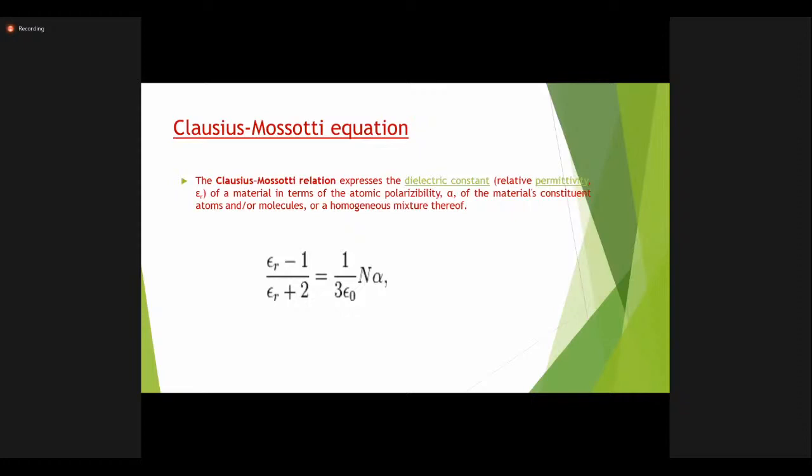N is the total number of atoms to be polarized, or the total number of atoms that are to be created as dipoles. Alpha is the polarizability of the material, divided by 3 epsilon naught. Epsilon naught is the permittivity of free space. Instead of polarization vector P, I have used alpha here. That's all.